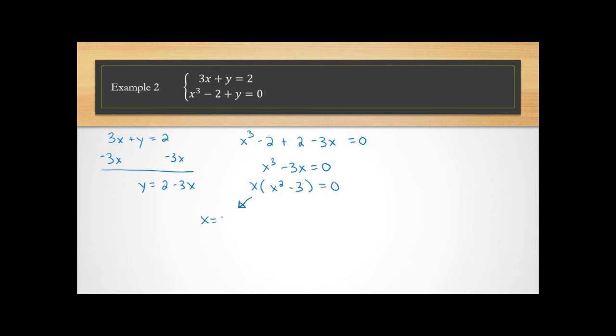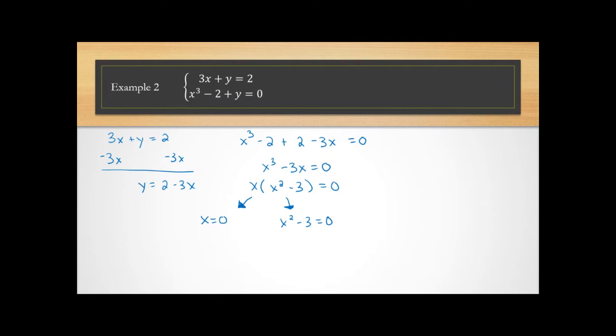So now this is where I'm going to use the zero factor property by setting each factor equal to 0. So I have x equals 0. And then I get x squared minus 3 equal to 0. And now I want to solve each of these for x. So I already have one solved for x. I have x equals 0.